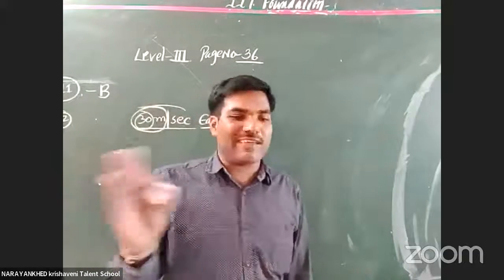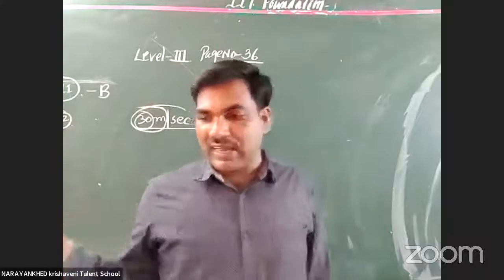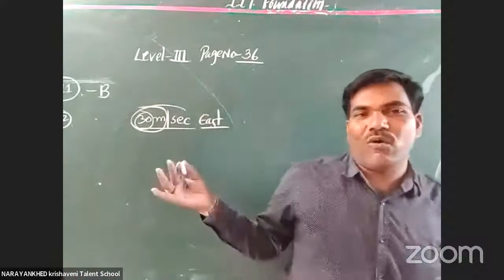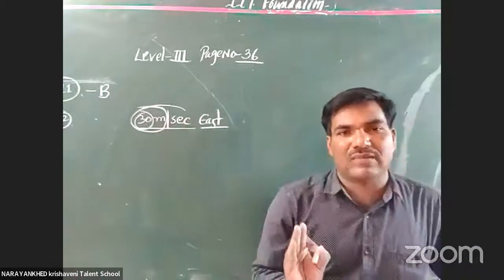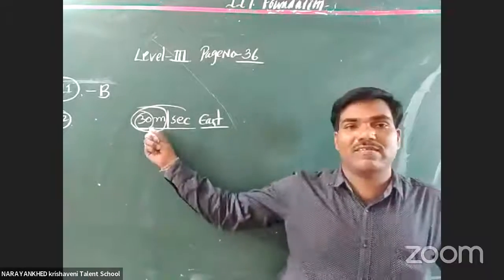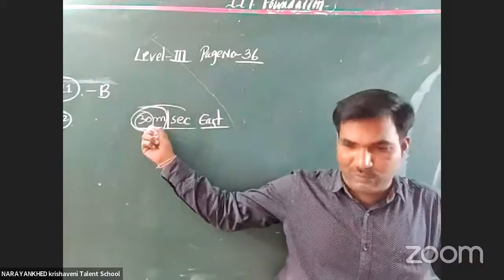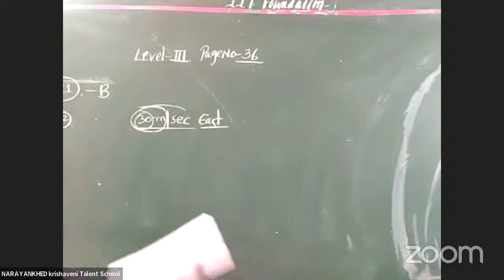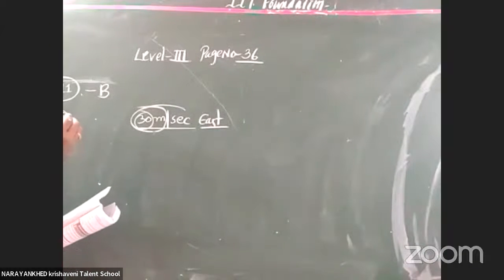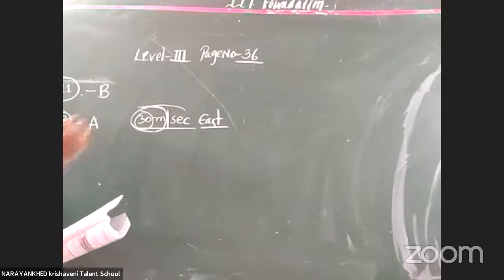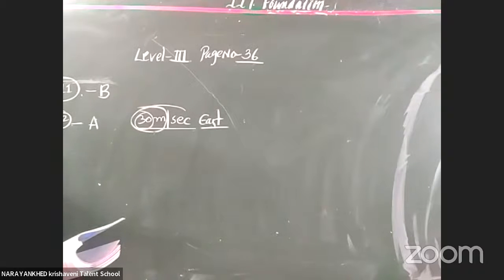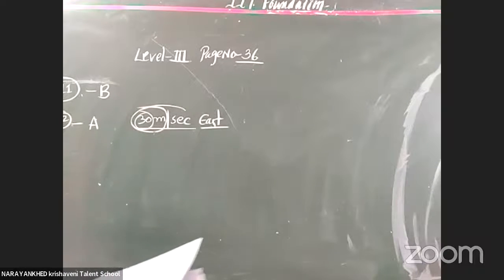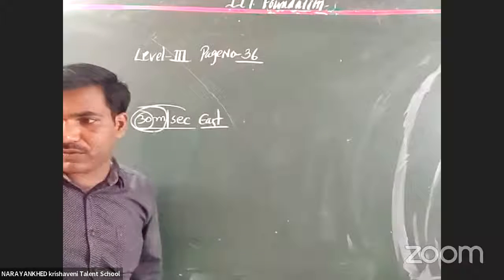But in a scalar, there is no vector. In a scalar, is there any vector? No. But in a vector, there is one scalar. That scalar is this. The answer is A. The magnitude of a vector represents the scalar. Got it? Got it or not?